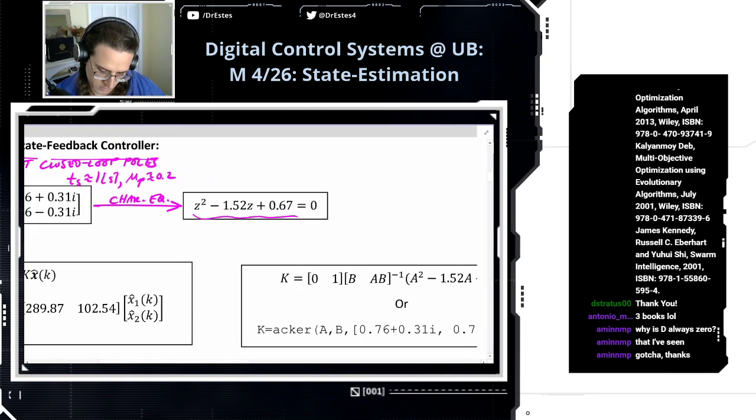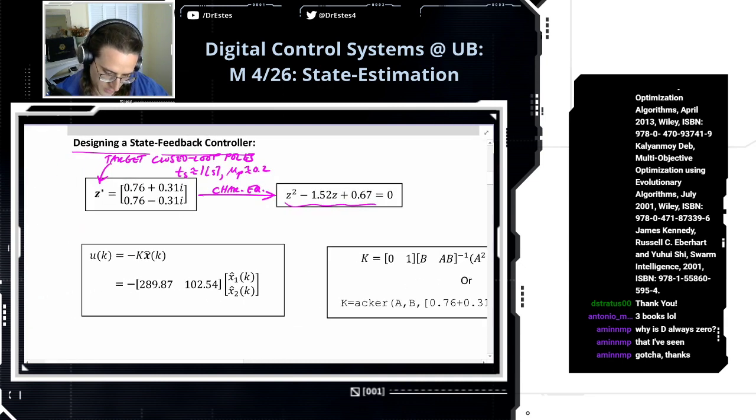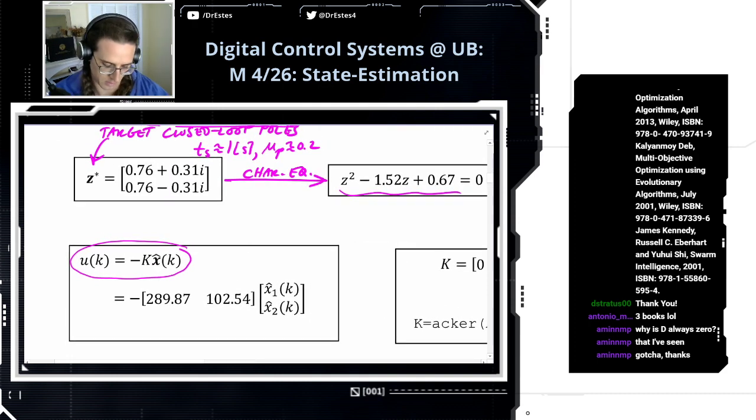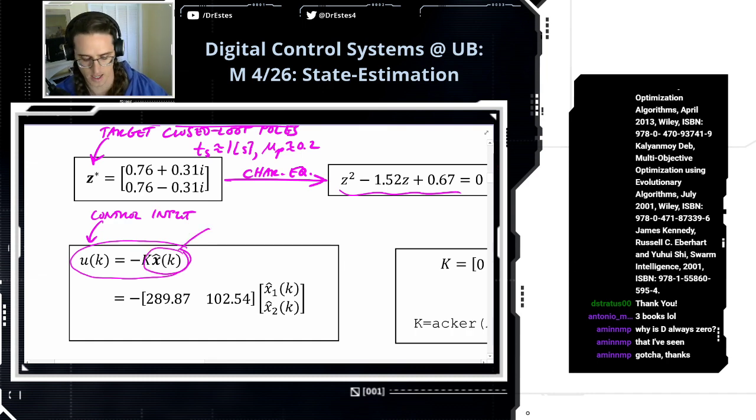Then, actually, this block, I should have mentioned this earlier. When we do state feedback, our control input depends on our states. And really, I put a hat on top of these states because I mentioned last time, and we're going to talk about this today, you never know the true states. So the best you can do is estimate the states. So I'll just put that here for now.